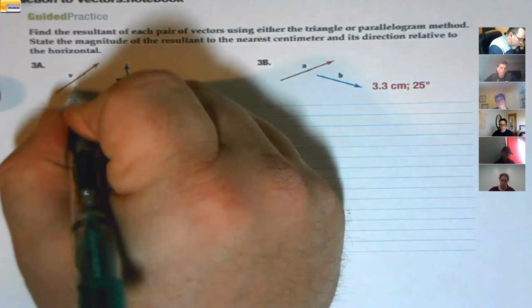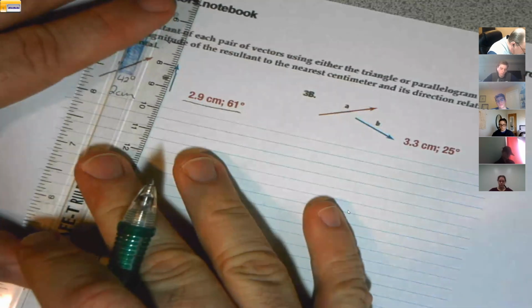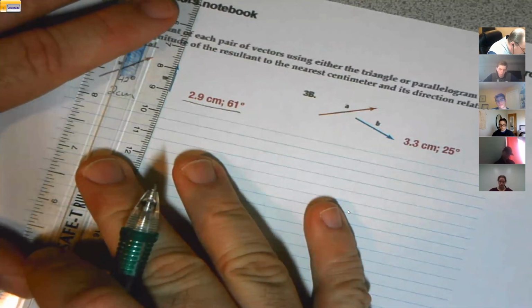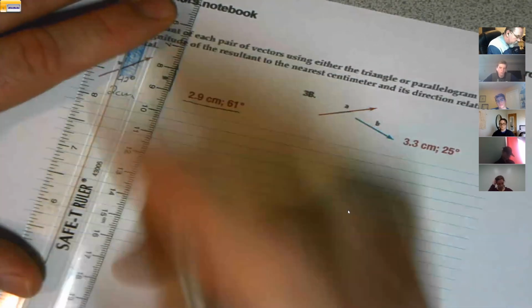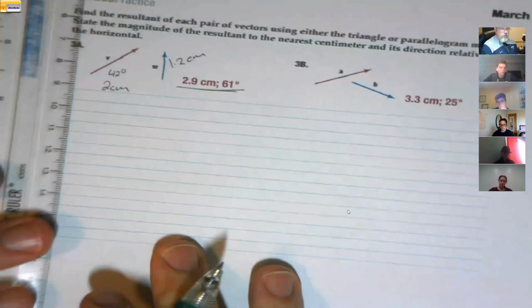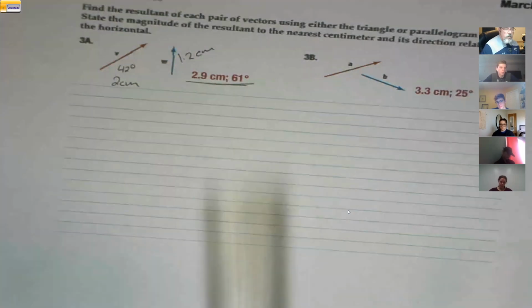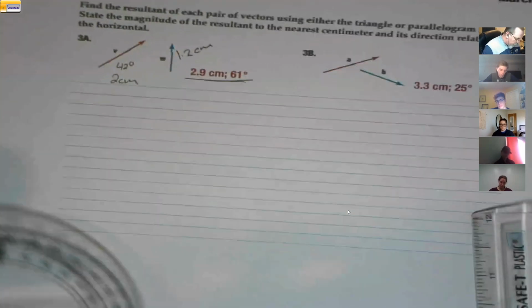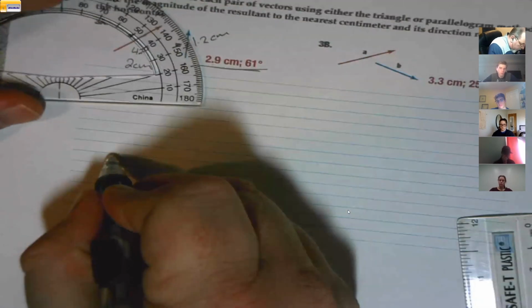This is 42 degrees, and right at 2 centimeters. This, I'm just going to assume is going straight north at 1.2 centimeters. Now, when I add these two together, what I should get is 2.9 centimeters at 61 degrees. So let's give it a try here. I've got to start somewhere, say right there.